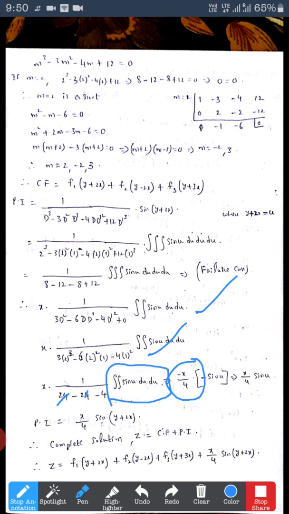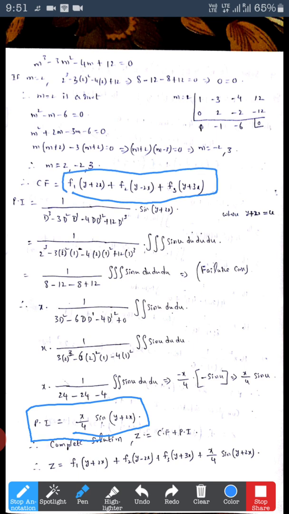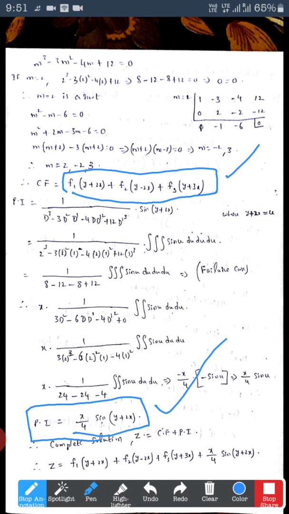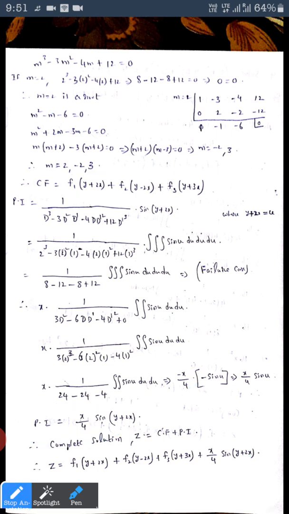If we integrate sine u 2 times, this becomes minus sine u. Therefore, the PI is x by 4 sine u. This is our PI. So, combining these two, the complete solution is CF plus PI. This is CF and this is PI. Combining these two gives the complete solution. That is z is equal to f1 of (y plus 2x) plus f2 of (y minus 2x) plus f3 of (y plus 3x) plus x by 4 sine of (y plus 2x). I am replacing u by y plus 2x.